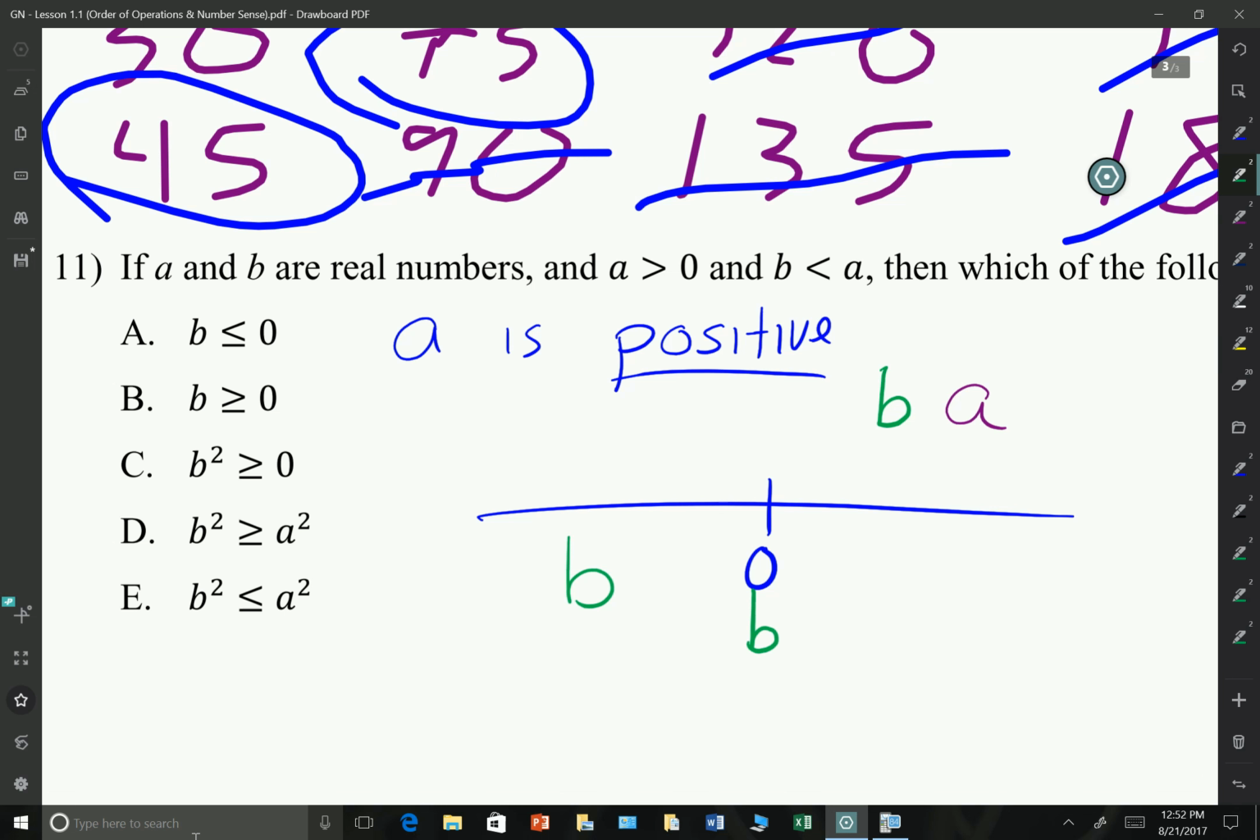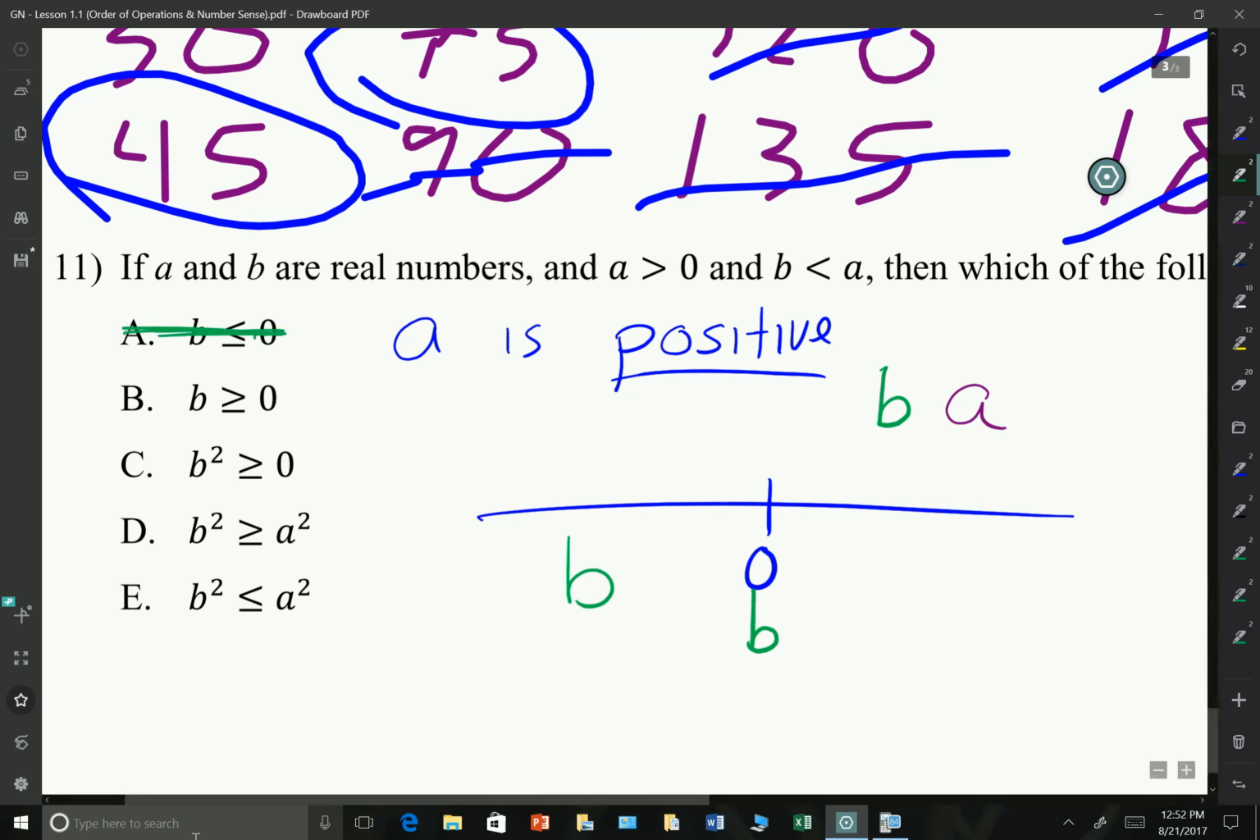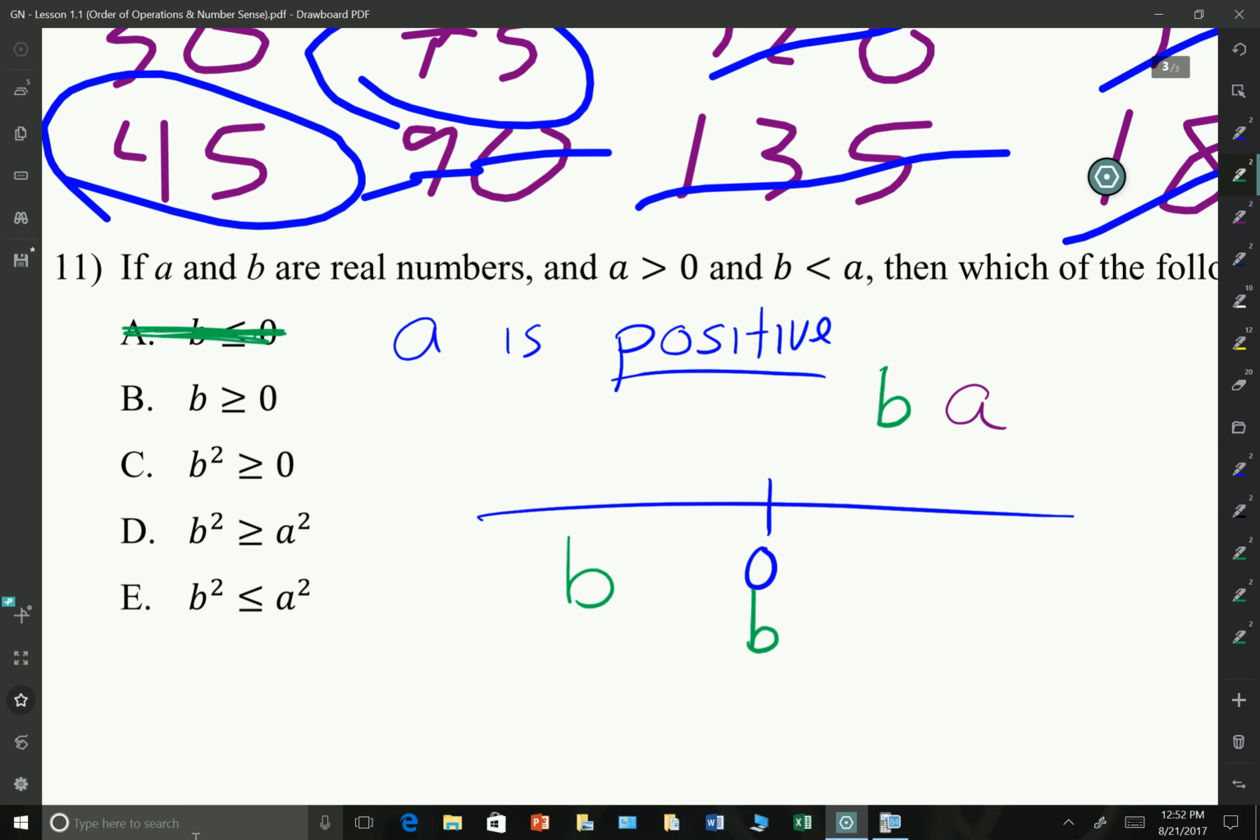So we need to figure out which of these is true. Is B less than 0? So is B 0 or negative? Always. What did we say? No. Because it just has to be smaller than A. If A is 75, B could be 74, couldn't it? So that's not true. Is B greater than or equal to 0? Well, we know it could be positive or 0, but guess what else we said it could be? Negative. We said it could be negative. So that doesn't work.